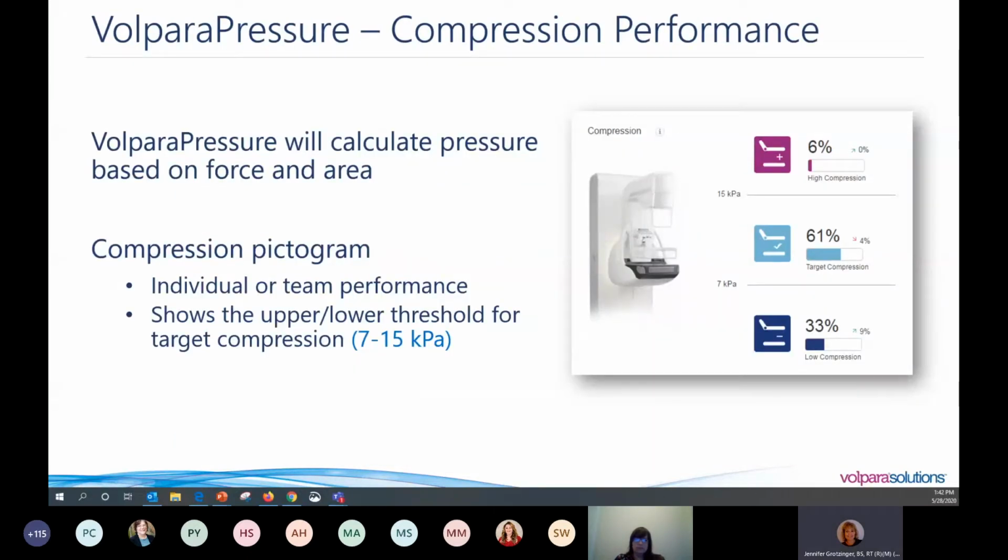With Volpara Pressure, this will calculate pressure based on force and area. There's a compression pictogram, just as you see here on the right, that is on both the technologist individual page as well as on the lead technologist page for the overall team performance. This compression pictogram is going to show you the upper and lower threshold for that target compression. So just as you see here on the screen, you see the 7 kilopascals and the 15 kilopascals of compression pressure. Target range here, high compression percentage and low compression percentage.